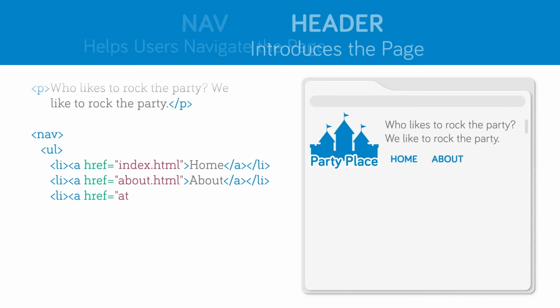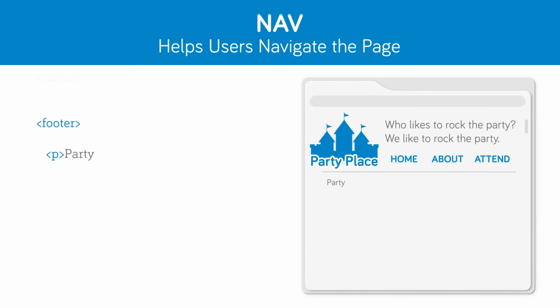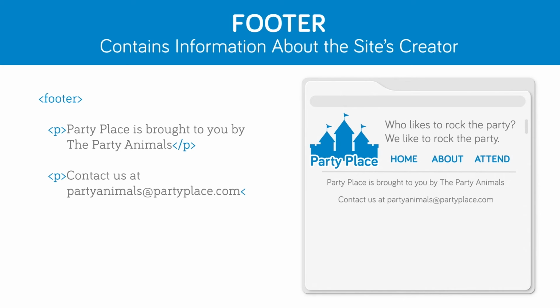which we'll put inside of the nav element. This will help our users get to all the important sections of the site. After the navigation, let's add some information about who is behind this website and how to contact them, which goes in the footer element. The name might make you think that a footer should go at the very bottom of the page, but footers can actually go anywhere it makes sense to have this kind of information.